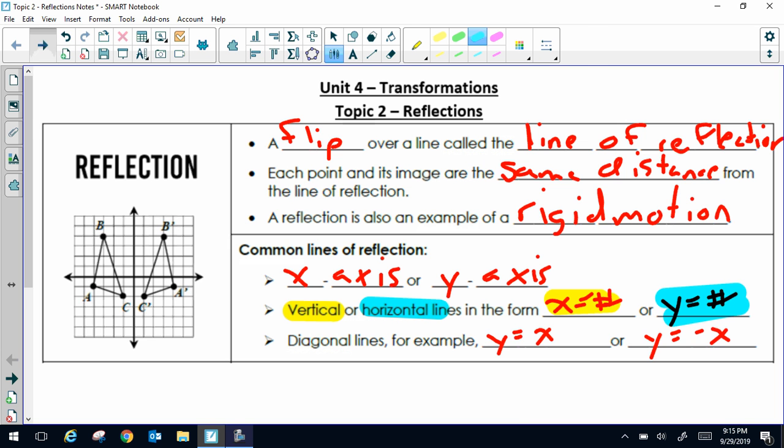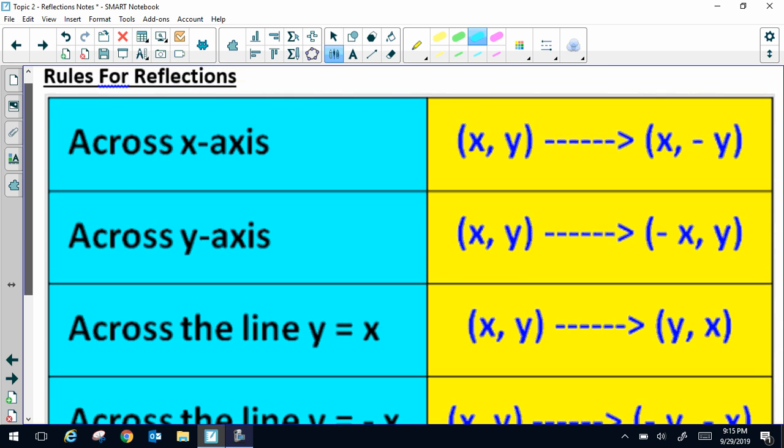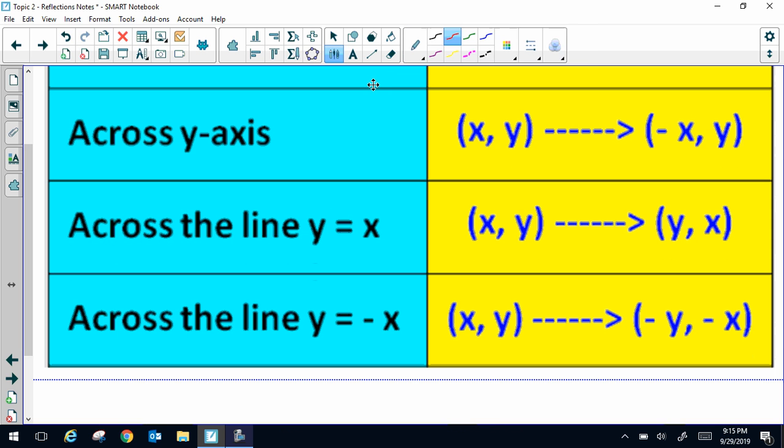There are some rules to reflections. If I reflect across the x-axis, I change the value of my y. If I reflect across the y-axis, I change the value of my x. The two rules that you definitely will have to memorize for this unit are these bottom two, my diagonal lines. For y equals x, I switch my y and x. For y equals negative x, I switch my y and x and also change their signs. Everything else you can do with counting, so let's approach it.